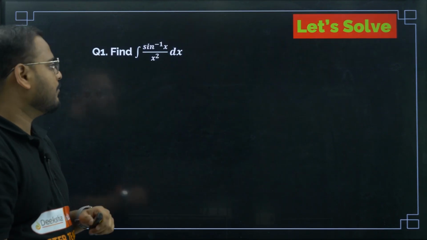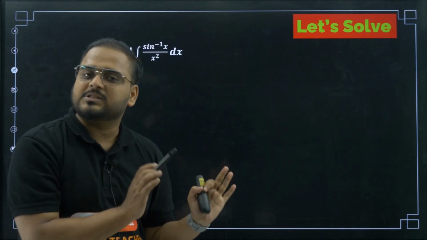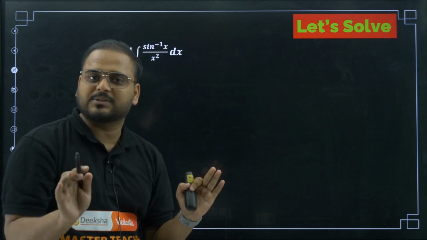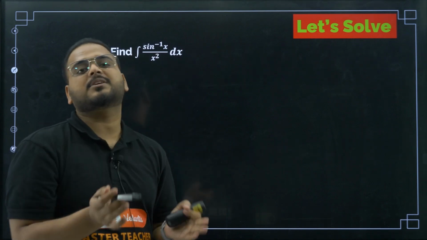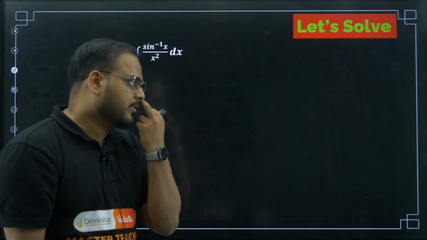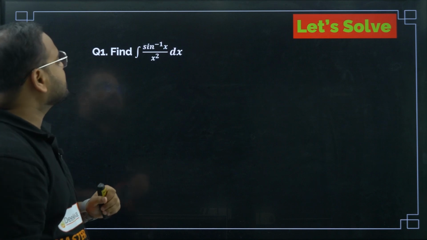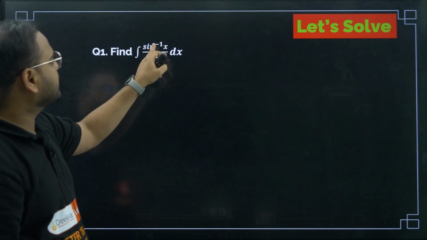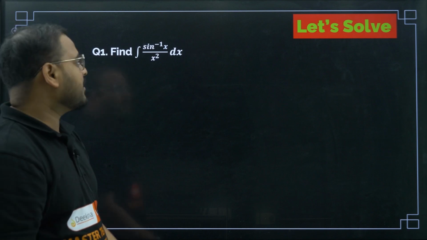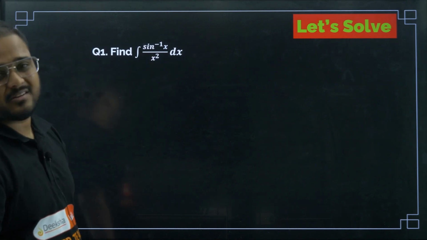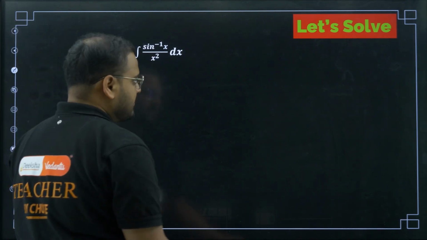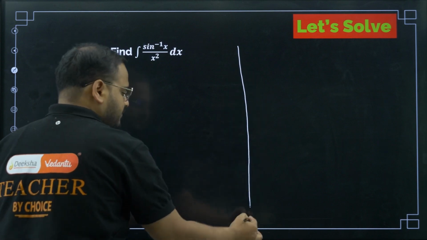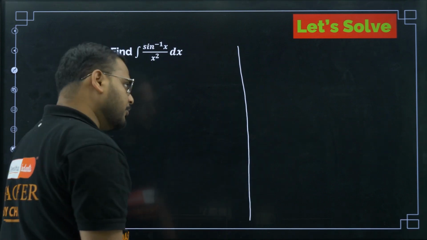Moving on. First problem: let's understand the concept of by parts. That's all the concept is. Let's understand it with question solving. First one: integral of sine inverse of x by x square dx. This is an inverse trigonometric function and this is an algebraic function, but right now it becomes complicated. Are you simplifying or making it difficult? No, we'll try to simplify.